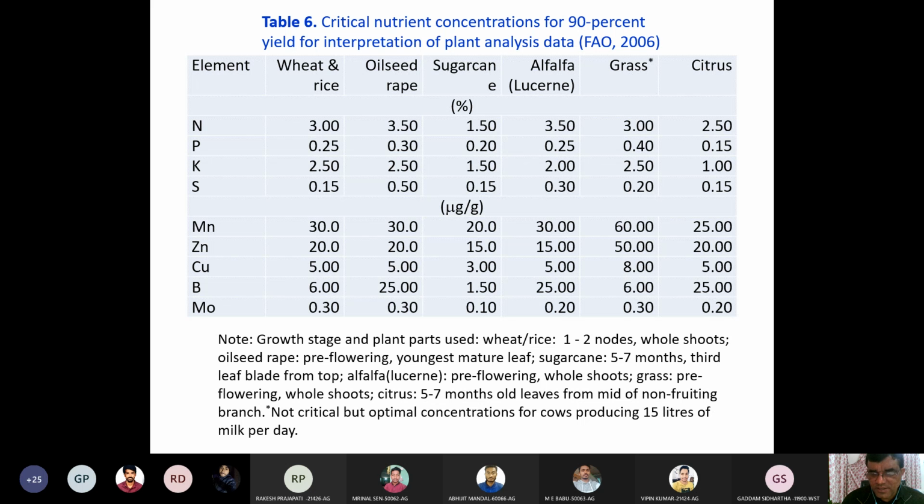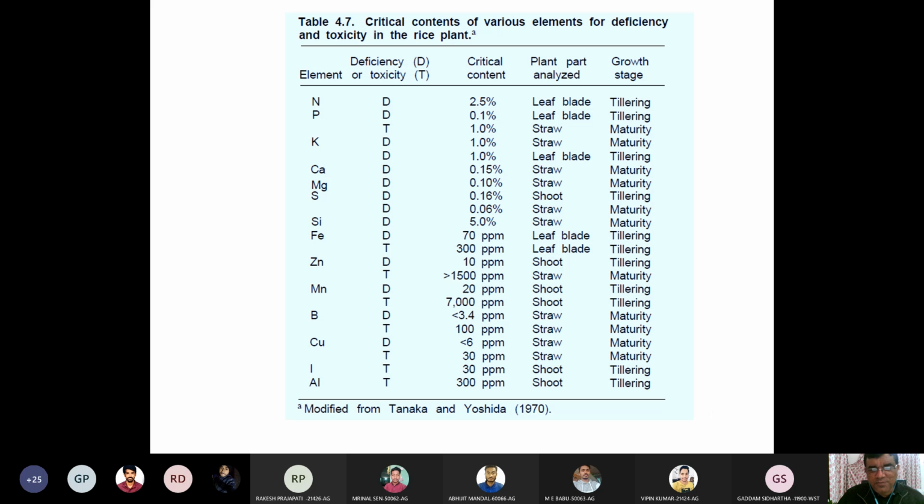What I mean to say here is that you need to define the stage of the crop, what kind of crop it is, what the age is, and what plant part has been sampled. So in this case, you can see, for example, wheat and rice: the critical concentration is 3%. For oilseed rape, it is 3.5%. For sugarcane, it is 1.5%. So you see the variability in the critical concentration of the nutrients. You need not remember all these values, but you can see how this critical level varies with the stage, plant part used or species.